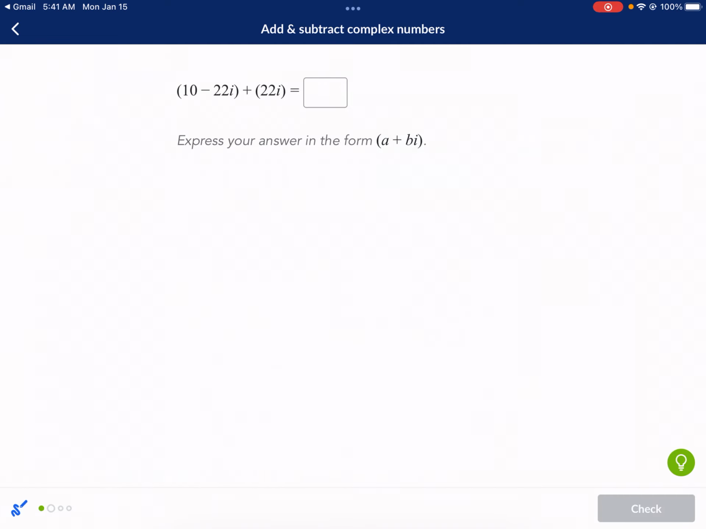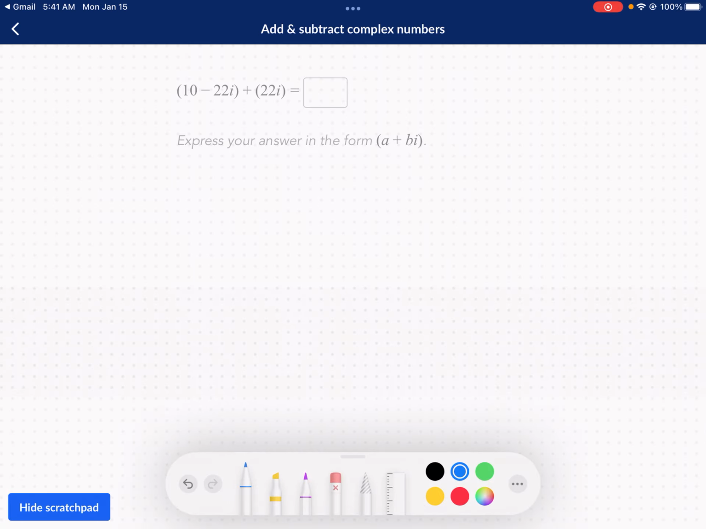Next question. All right, this one's even easier. Now that we understand that it's kind of like x, and we're just looking for like terms here, there's no sign in front of this parenthesis, so we can get rid of the parentheses. And it's a plus in front of this one, so we can just get rid of that parenthesis. So we just have 10 minus 22i plus 22i.